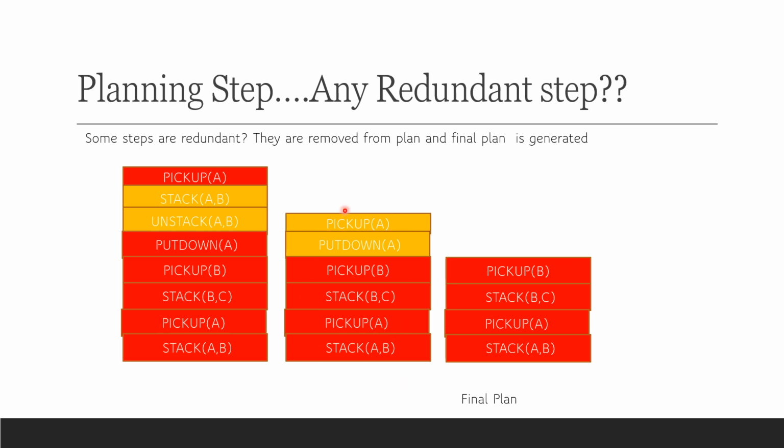Again, we try to identify consecutive pairs of actions which nullify or contradict each other. We say pick up A and put down A. Again, it will not have any impact on the system. It won't contribute towards the solution path. So again, these two are removed, and the final set of actions is these four actions: pick up B, stack BC, pick up A, and stack AB. And this is the final goal stack plan which is generated for the given problem.